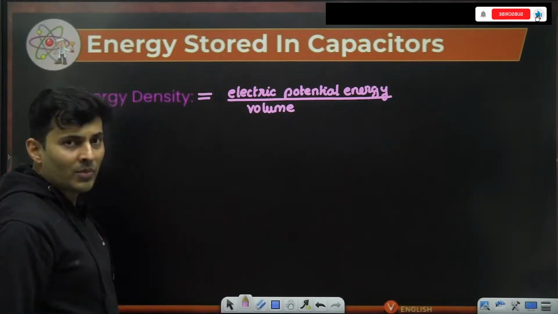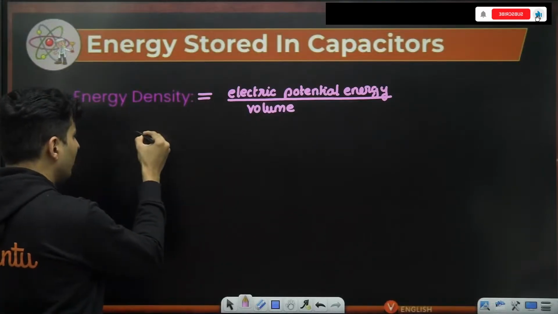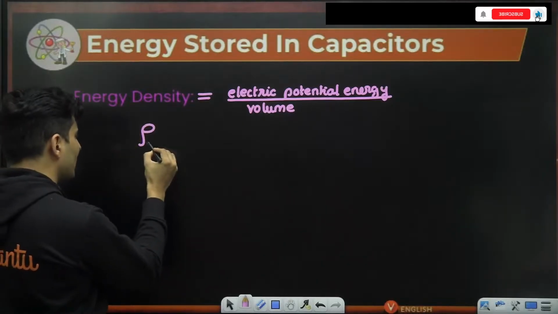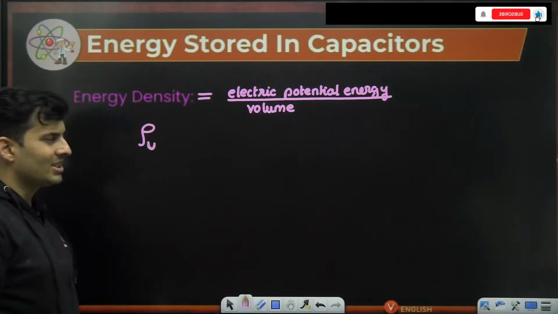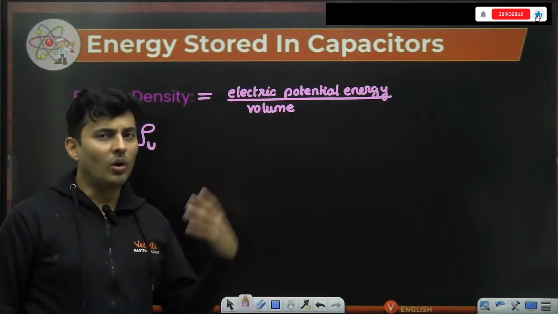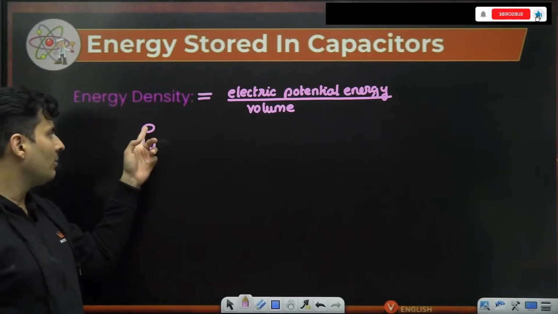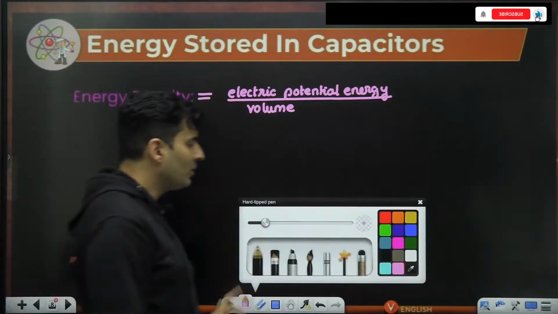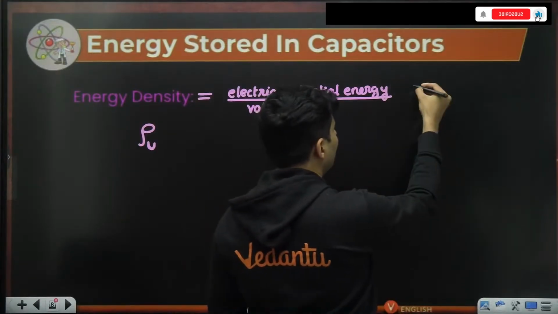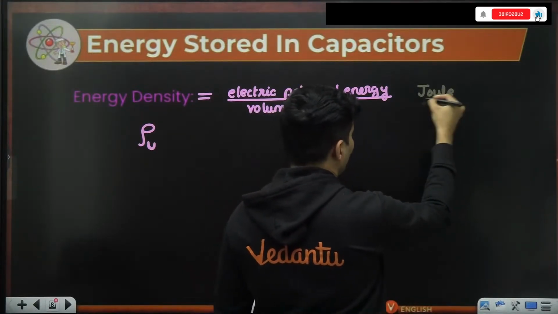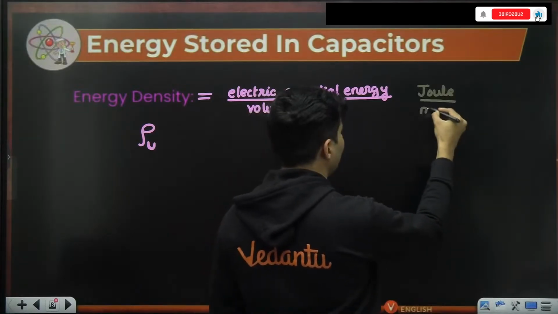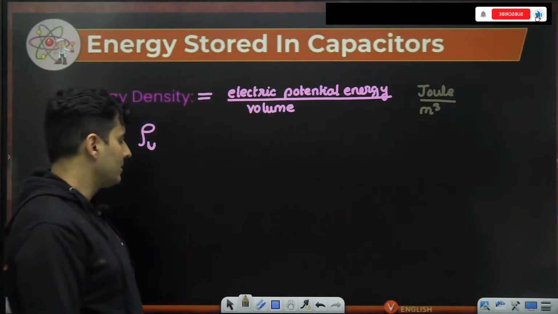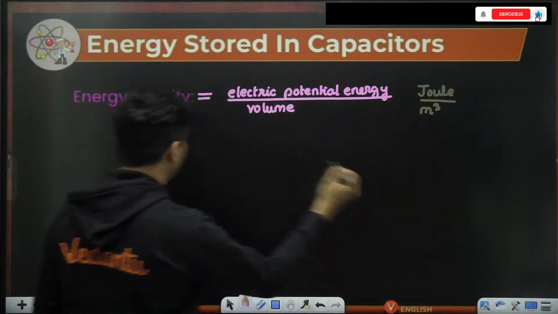So how do you find this particular term out? Usually the symbol for density is rho, but since we are talking about energy, which is potential, I will use rho u, because density could mean mass per unit volume or so many other kinds of density. Since we are talking about density of energy, u is the subscript over here. If you ask me what is the unit of this, look at it. On the top, you have joule, which is energy, and below you have volume, which is nothing but meter cube. So joules per meter cube is the unit of the energy density. Okay.